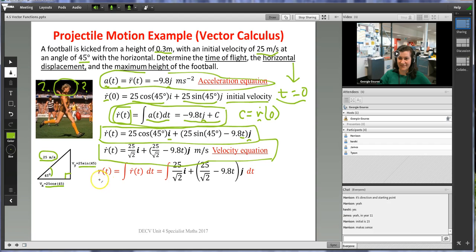So we need a position. The position vector can be worked out by taking the antiderivative of the velocity vector with respect to time. We take the antiderivative of each of the components, the i and the j component. For our position, the antiderivative of 25 on root 2 is 25 on root 2 times t. That's the i component, and the j component with respect to time has a t in it here.